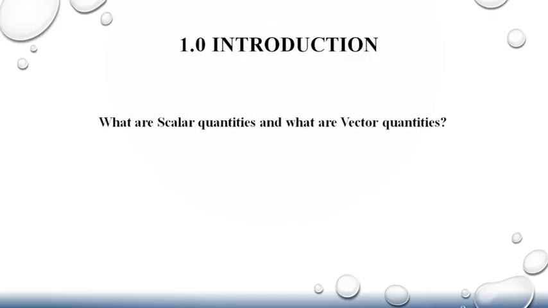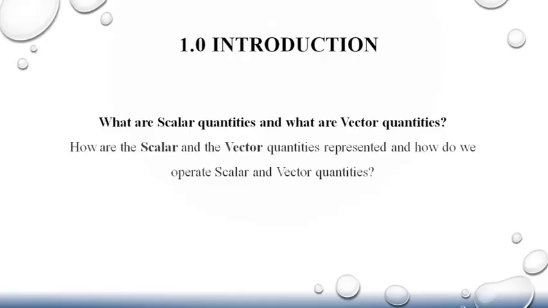What are scalar quantities and what are vector quantities? How are the scalar and vector quantities represented on papers? And how do we operate scalar and vector quantities?